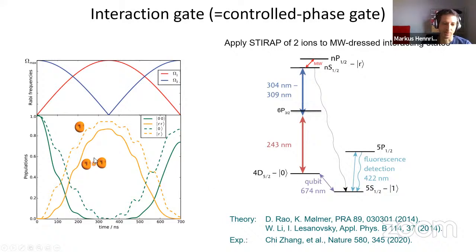Here you see a simulation of that with QuTiP actually. If you start with both ions in a zero state, you will excite them both into Rydberg state, at least with some probability, and then return to the initial state. If there's only one ion, that's the dashed line compared to that. The whole time here is on the order of 700 nanoseconds, so it's quite fast. It's sub-microsecond for operating such a gate. So it's a really fast gate for trapped ions.